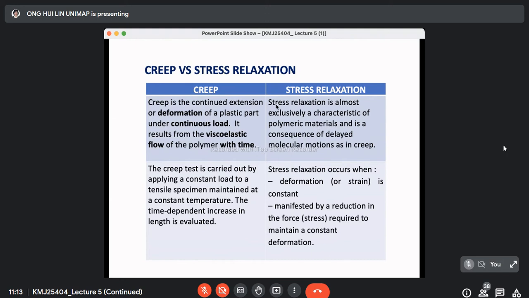It is measured when stress is constant for creep, and for stress relaxation it is measured when strain is constant. So you can see the difference already very quickly, again, side by side. And it is a consequence of delay, because relaxation means that everything is in a relaxing mode.